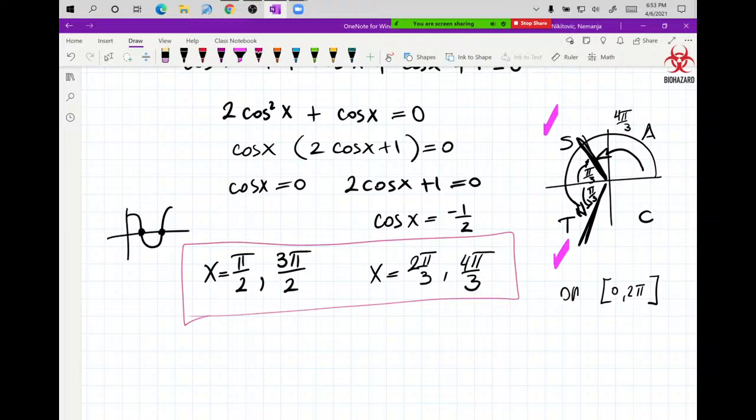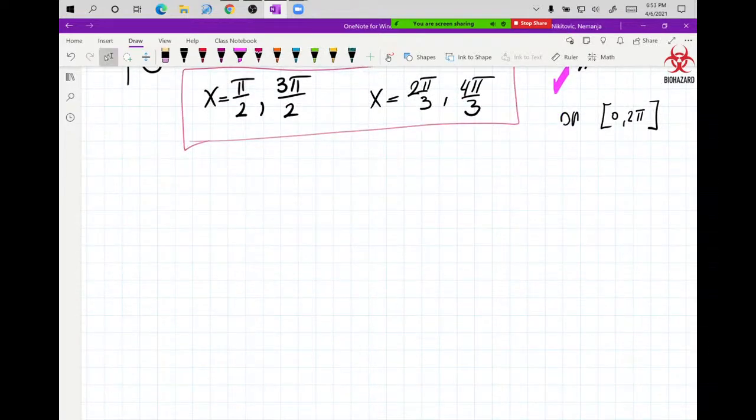And let's say you want to check, I don't know, 2 pi over 3. Let's go green. Check if x equals 2 pi over 3 is a solution.